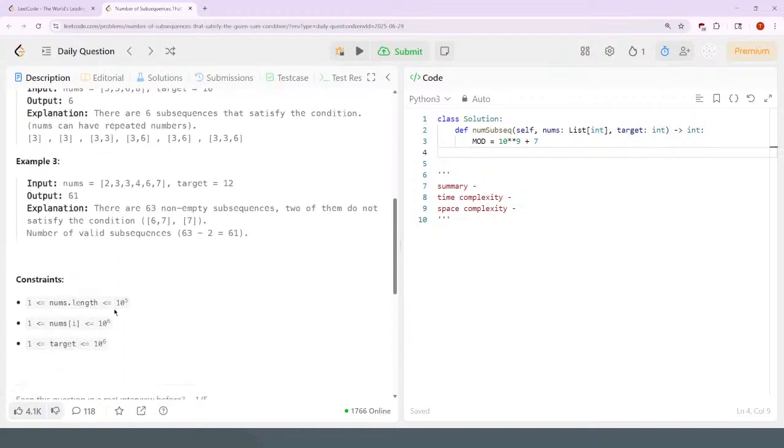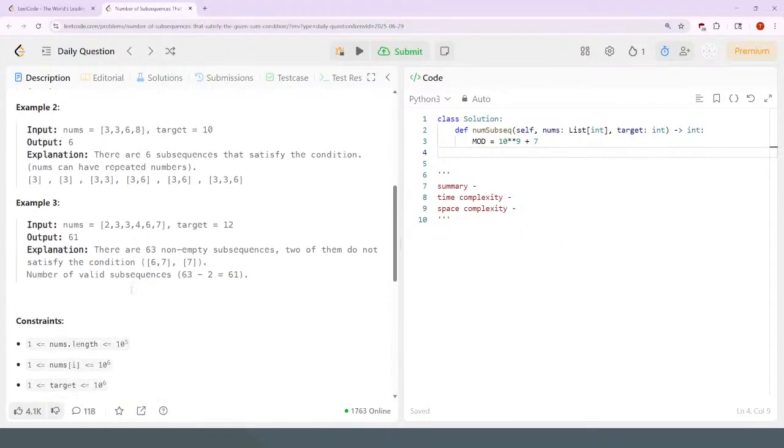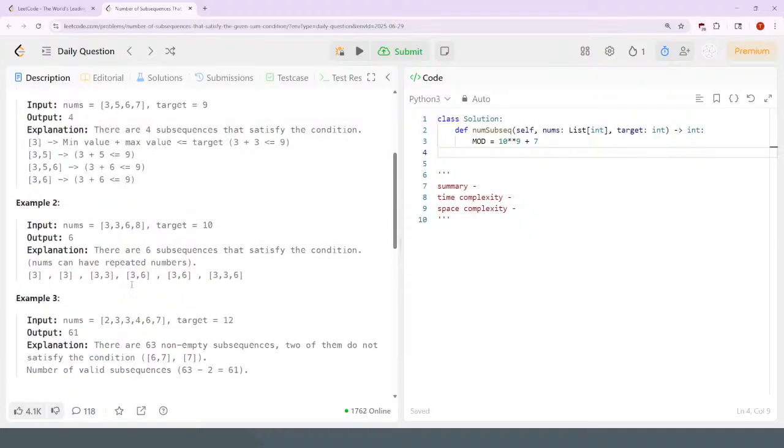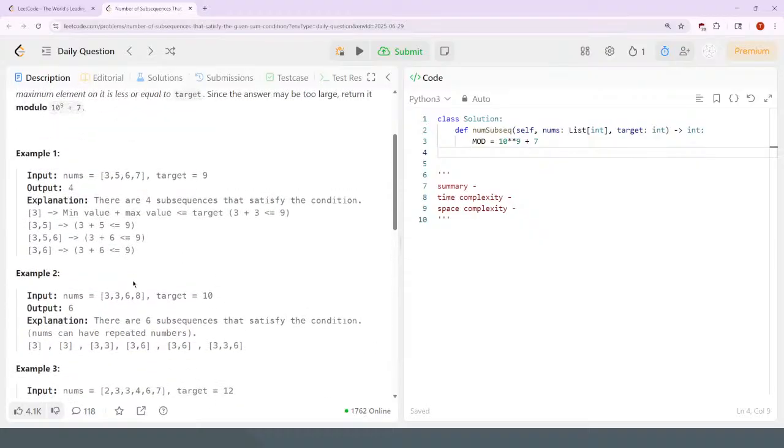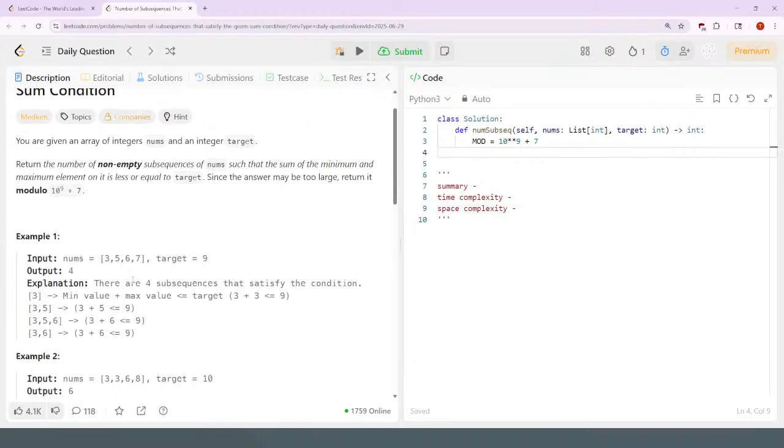Actually, how long is this? 10 to the 5th, so it has to be something that's not n squared. I think maybe I can sort this. I'm pretty sure I can sort this. Yeah. Because order doesn't matter.